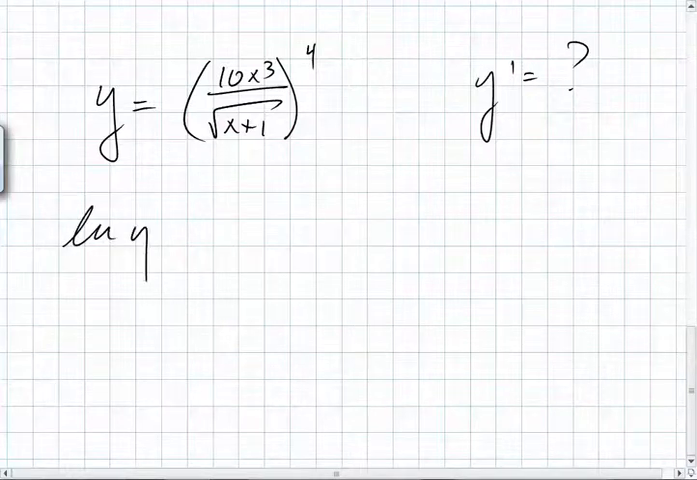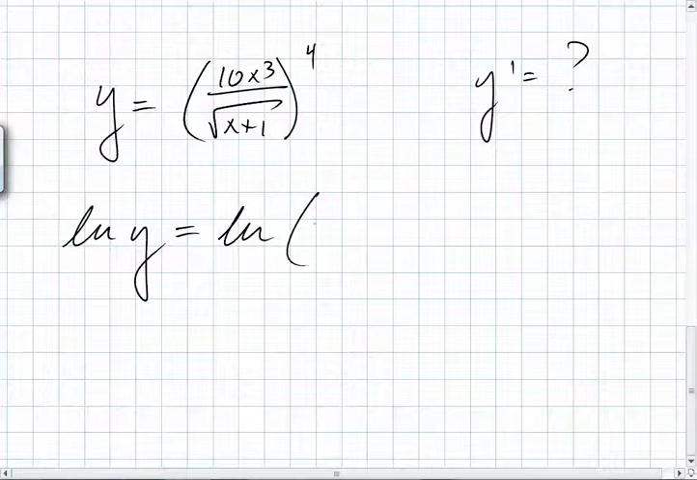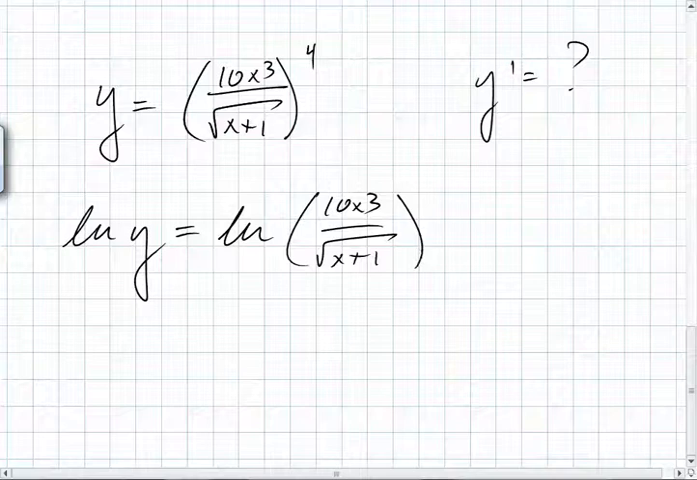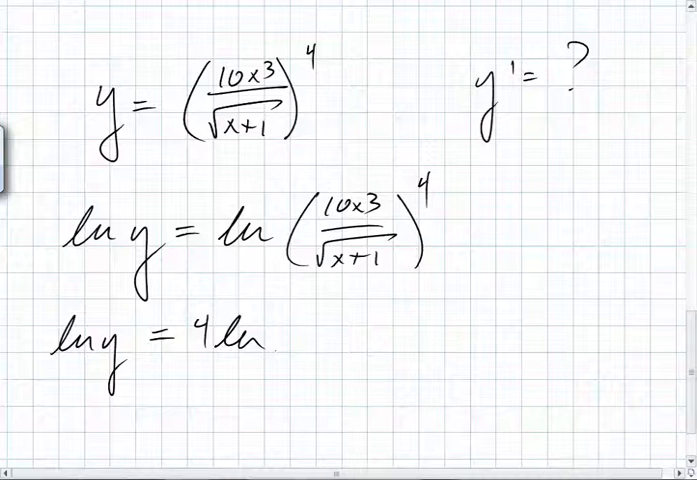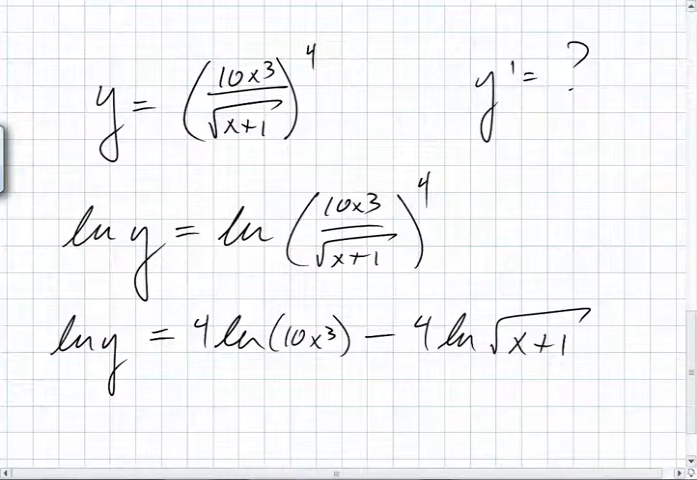So you write ln of y is equal to ln of 10x cubed over the square root of x plus 1, to the fourth. The whole point of this is you now have logarithms in play, so there are certain rules that only apply when logarithms are in play. What can you do with the exponent? And what can you do with division? So you end up with 4 ln of 10x cubed minus 4 ln of the square root of x plus 1.